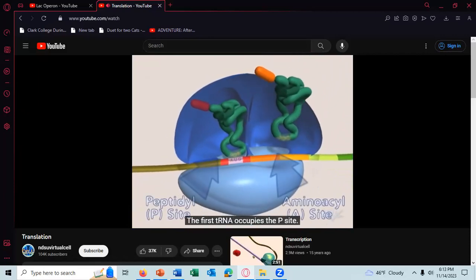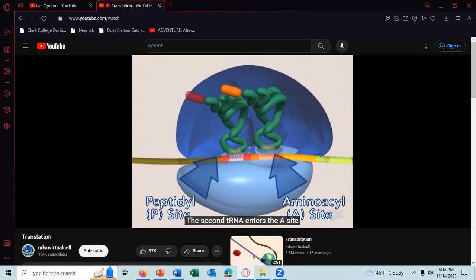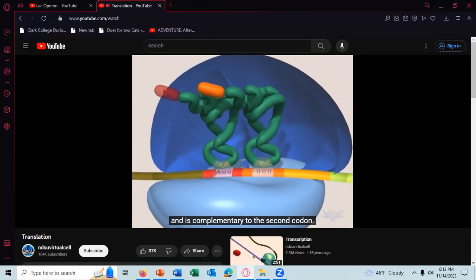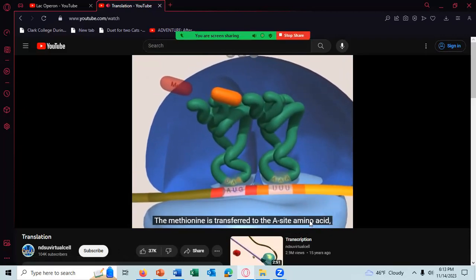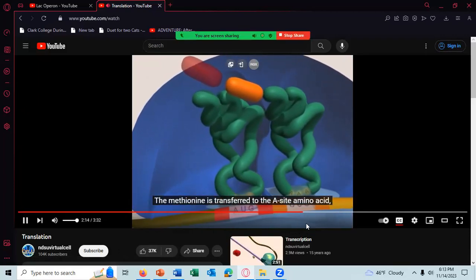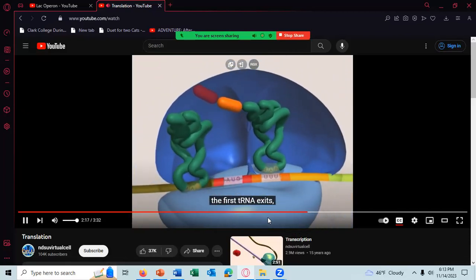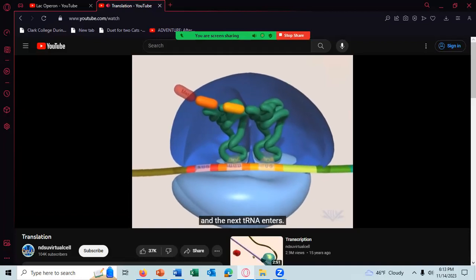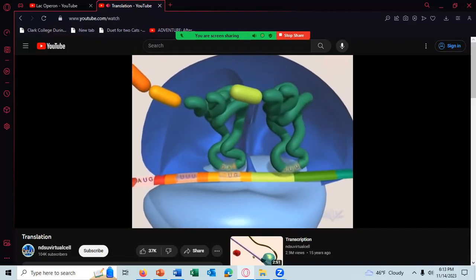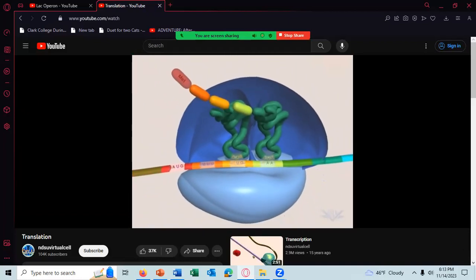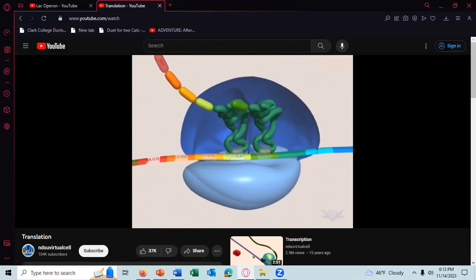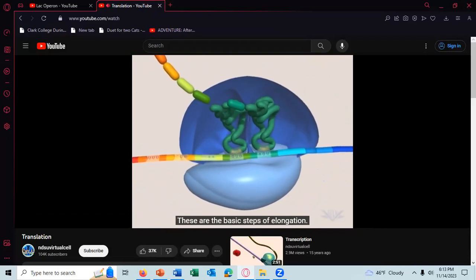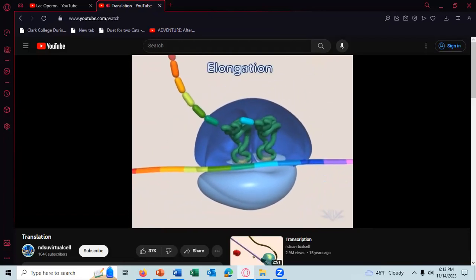The first tRNA occupies the P site. The second tRNA enters the A site and is complementary to the second mRNA codon. The methionine is then transferred to the A site amino acid, the first tRNA exits, the ribosome moves along the mRNA, and the next tRNA enters. These are the basic steps of elongation.